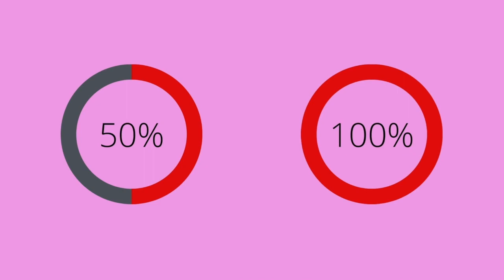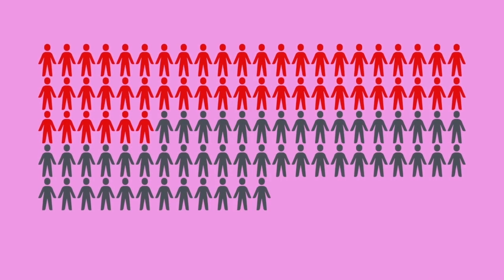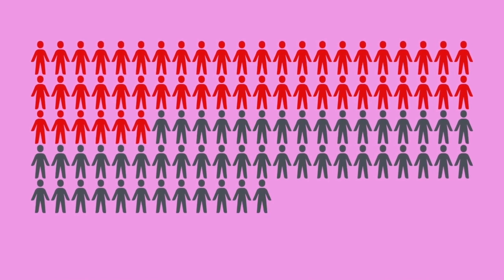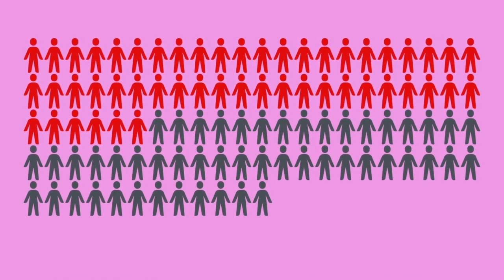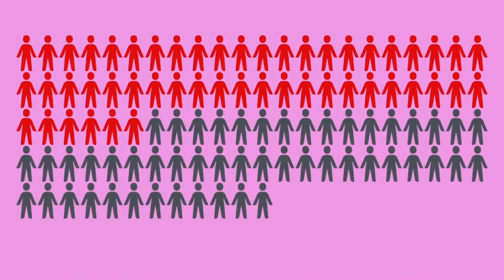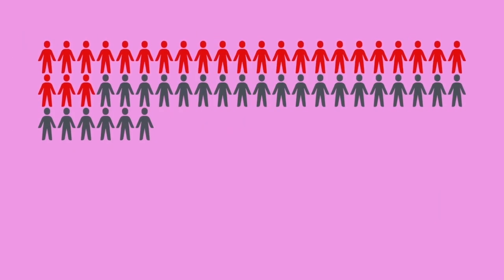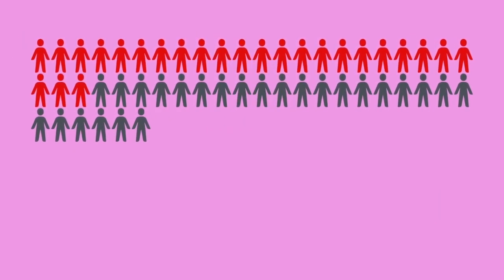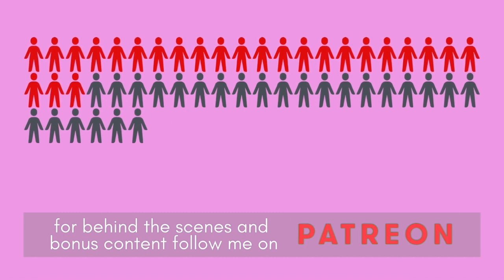A question I have been often asked is, how do you calculate percentages? You can say that 100% is the entire thing. Therefore, 50% is half of the entire thing. If you have 100 people, 50% would be 50 people out of the 100 people. If you have 50 people, your 50% would be 25 people.